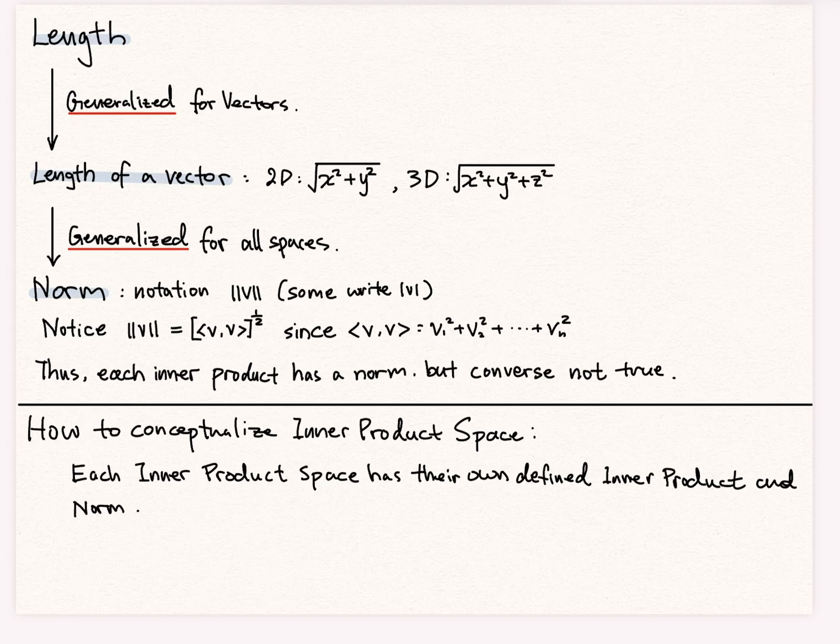In an even more humanized concept, you can think of inner product spaces as different countries having different rules and different laws. So inner product spaces are different spaces that have different laws that you could define.